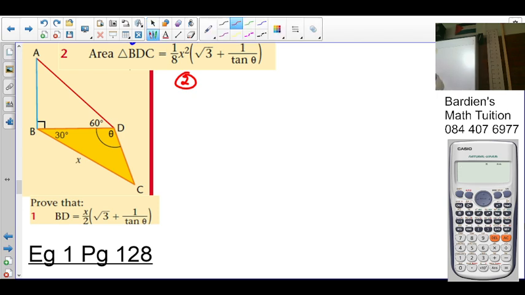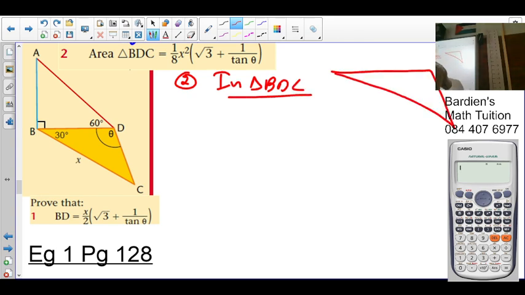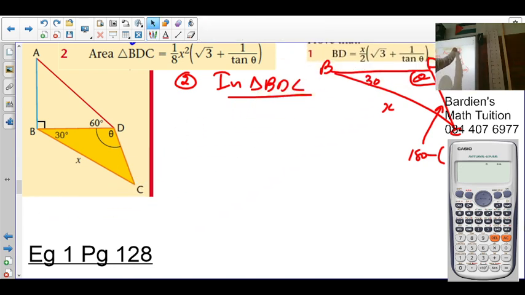So in triangle BDC, again we draw this triangle on the side for ourselves. We have BD, C and x, and we have 30 here. We have theta, and we have 180 minus 30 plus theta. And then BD is this here. Can you see the length of BD is that length.